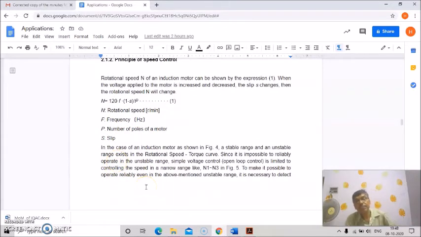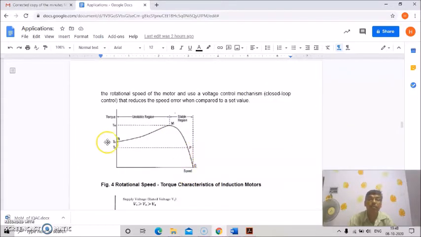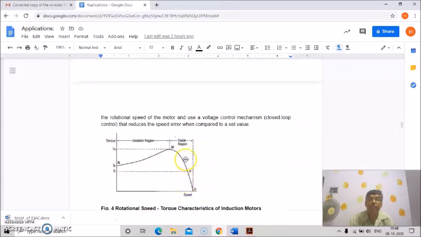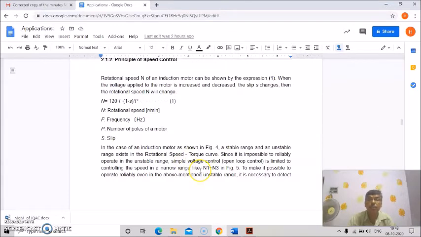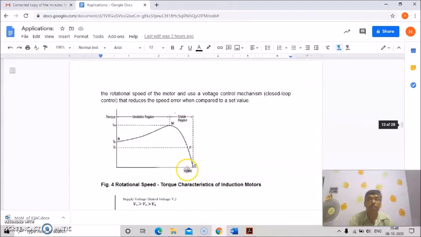And in the case of an induction motor, this is as shown here, the speed torque characteristics of the induction motor. So a stable range and an unstable range exist in the rotational speed torque curve. See, this is the stable range and this is the unstable range of the speed torque curve.